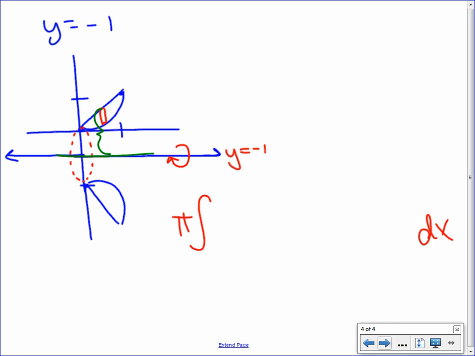So our outer radius, top minus bottom, is what? What's the top function? X. X minus, what's our bottom function? Negative 1. So you have x plus 1. Minus our inner radius. Well, the least furthest away is the parabola, right? So, from top to bottom, we have our parabola first, minus negative 1.